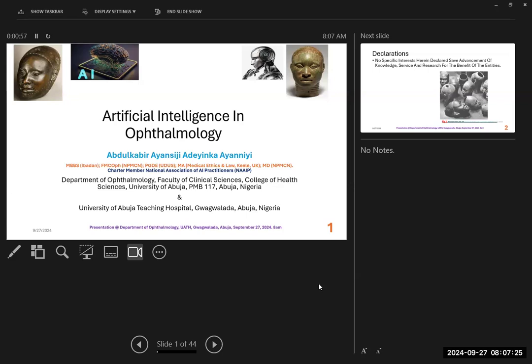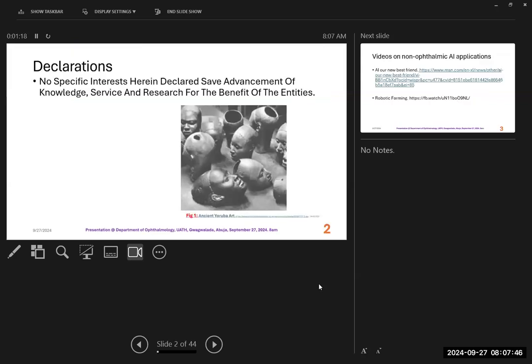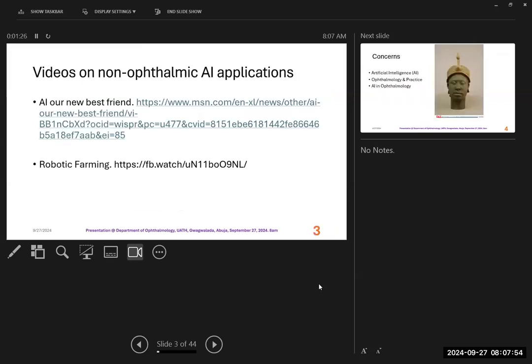We might have been using AI applications unknowingly, because AI has been with us for quite a while, but is now becoming more popular, and we are having more applications unveiled daily into the world market. I don't have any specific interest to declare, other than the advancement of knowledge.